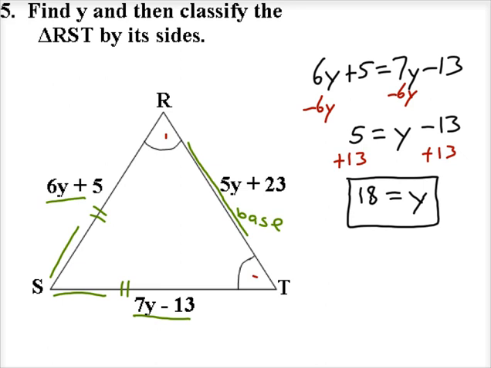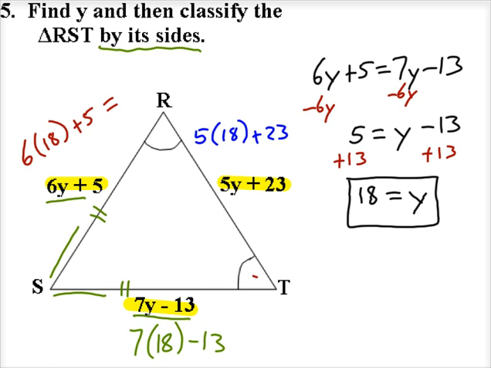Now, if y is equal to 18, and it says we're to classify this triangle by its sides, well, we know for a fact that it's an isosceles triangle because these base angles were congruent. However, remember, an isosceles triangle could potentially be an equilateral triangle if all three sides are congruent. And so let's take this value of 18 for y and substitute that value in for each of these three side lengths. So sub in y equals 18 for these three sides.